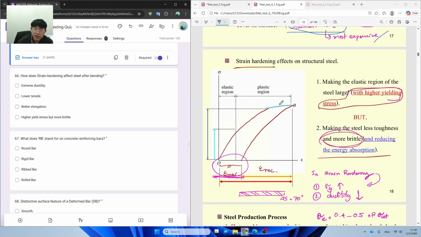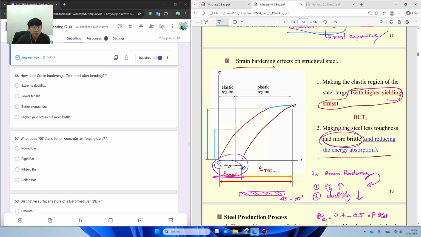And how does the strain hardening affect the steel after bending? In cold form steel, we need to bend the material into shape. After we bend the material into shape, the material is going to lose the ability to bend. For strain hardening in question 66, it's going to produce permanent strain, which means we're going to use the hot rolled steel and press it in order to make a cold form steel. And then that cold form steel is going to create the permanent strain in the material.